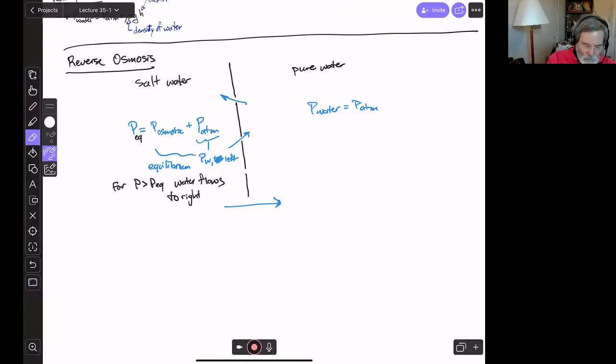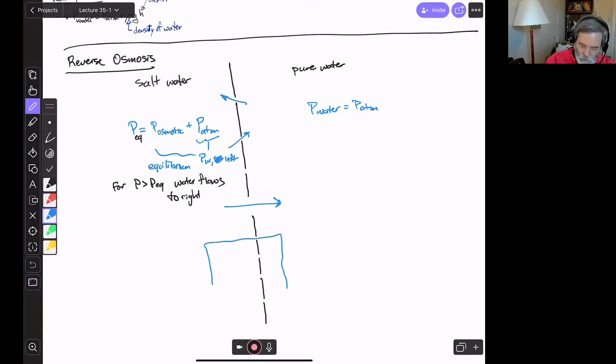So let's think about pushing a cubic meter of water through the membrane. So here's a cubic meter, and it's part way through the membrane. So this is something that measures 1 meter on each side, 1 cubic meter. And we are going to do this.